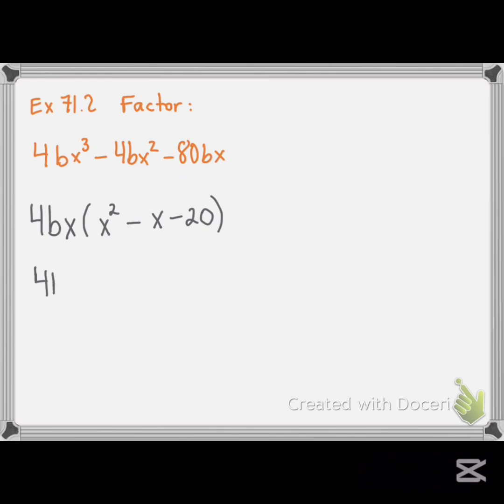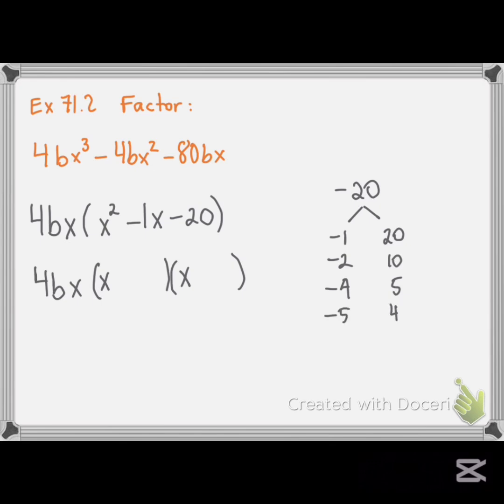And now we are ready to factorize the trinomial. So we put the two parentheses and the x here at the beginning. Now two numbers or two factors of negative 20 that added give me negative 1. Remember there's a 1 here, negative 1. So I'm going to do it here: negative 1 times 20, negative 2 times 10, negative 4 times 5, negative 5 times 4, negative 10 times 2, and negative 20 times 1.